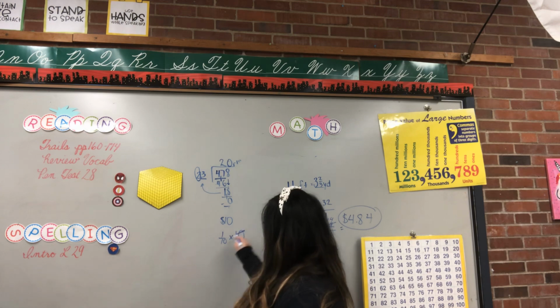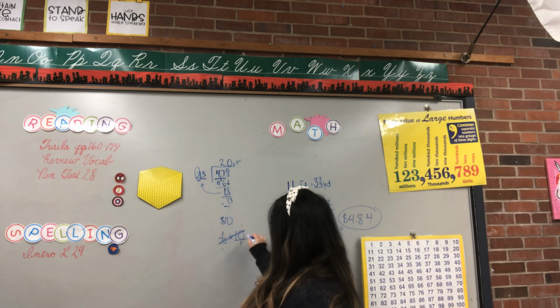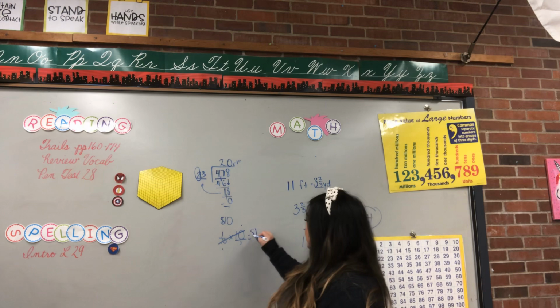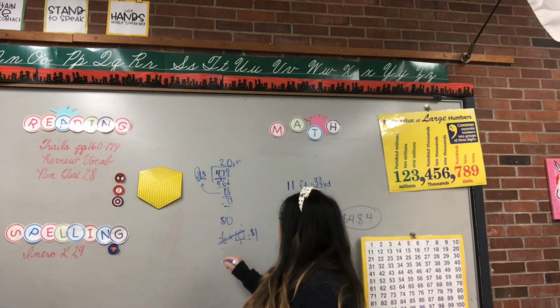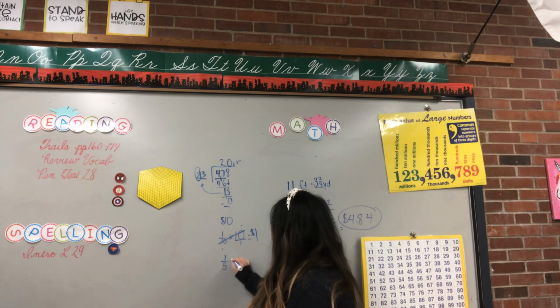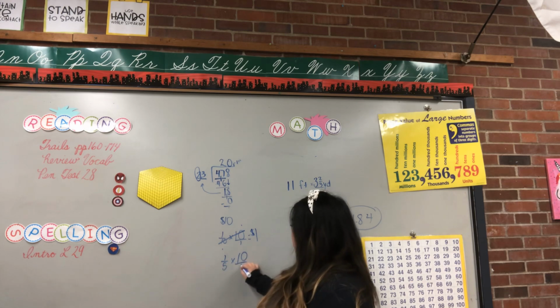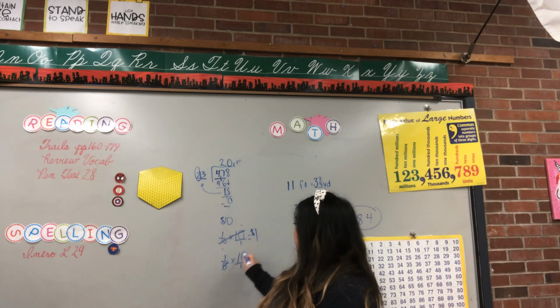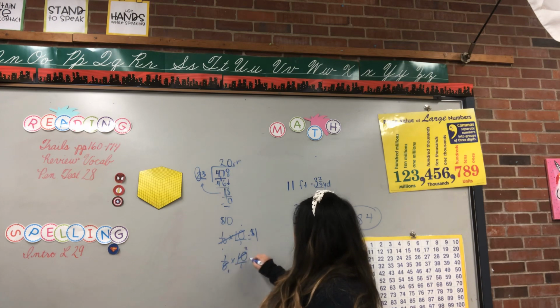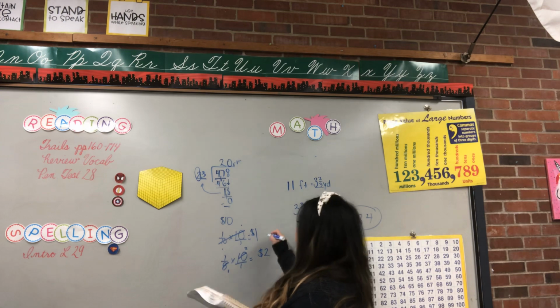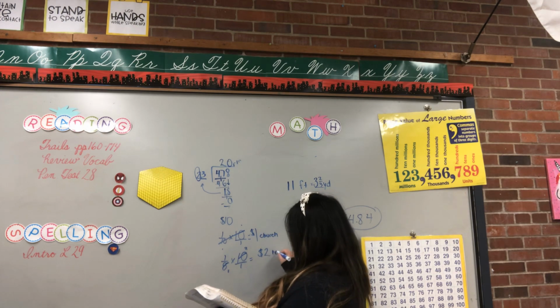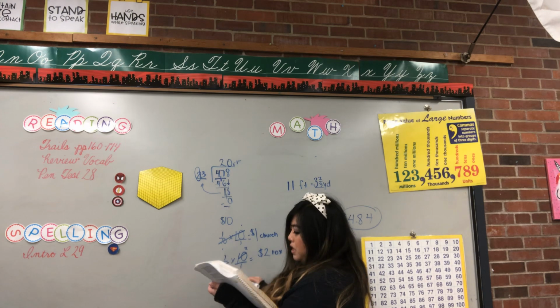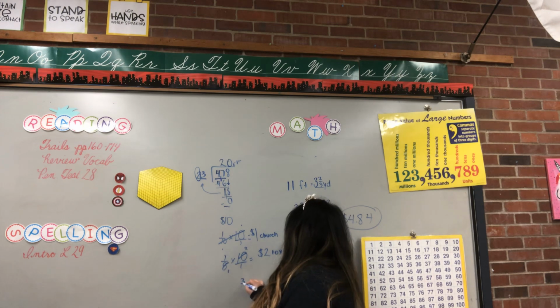1/10 of 10, it cancels, and 1/10 of 10 is 1. So he gave $1 to church. He spent 1/5 of it on a toy. So what's 1/5 times 10? Cancel, and you get $2. So he spent $2 on the toy. So you're going to label these. $1 to church, $2 for a toy, 3/5 on a shirt.